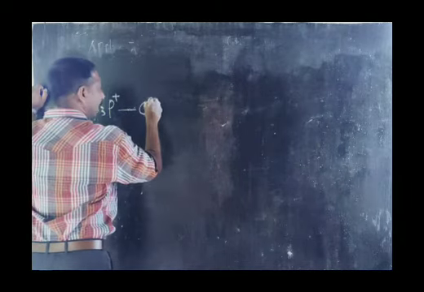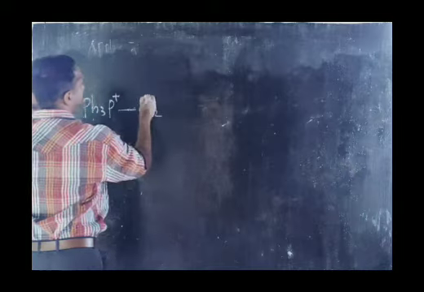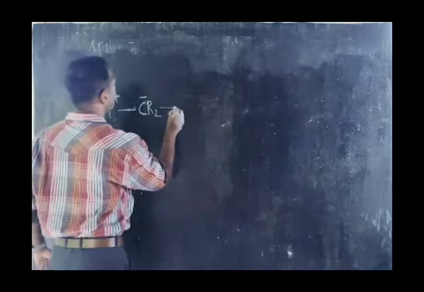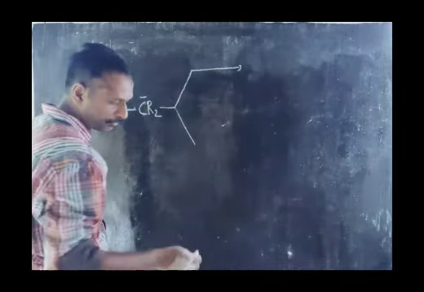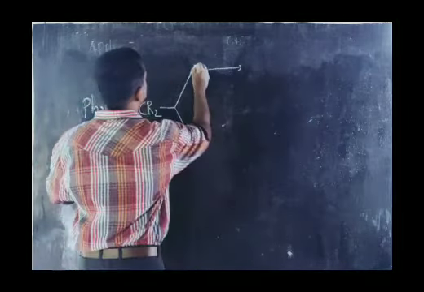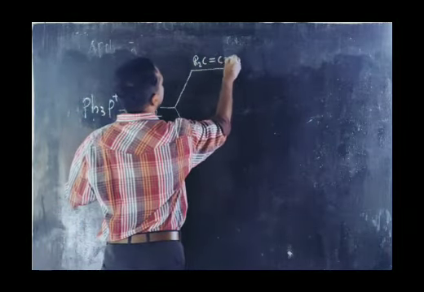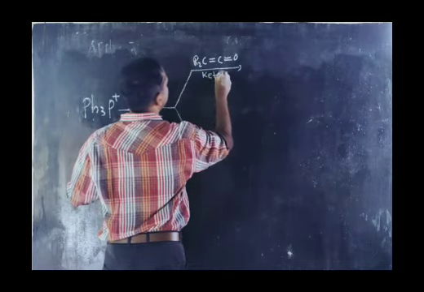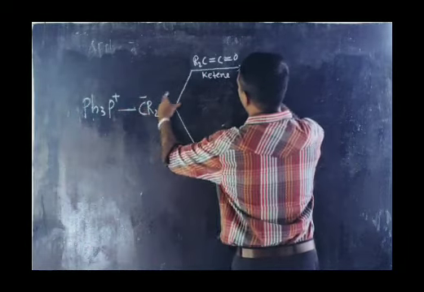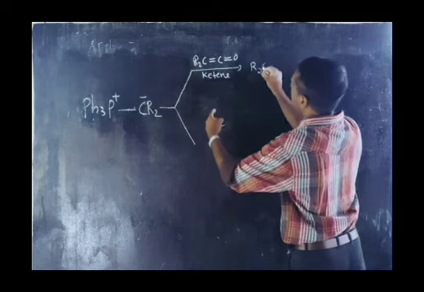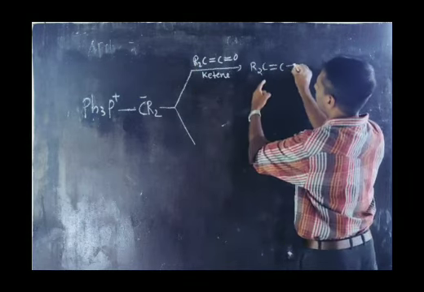Other applications of the Wittig reagent. If you take Ph3P+–CH2−, or you can take CR2−, anyway, that is the Wittig reagent only. We are treating the Wittig reagent with ketene. What is ketene? R2C=C=O. This is ketene. When it is treated with ketene, what will we get? We get R2C=C=C.